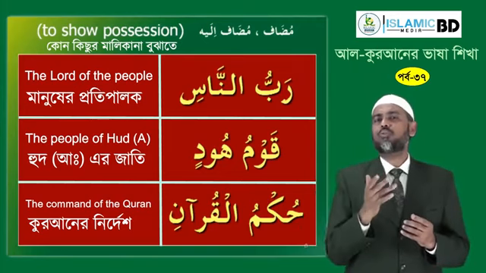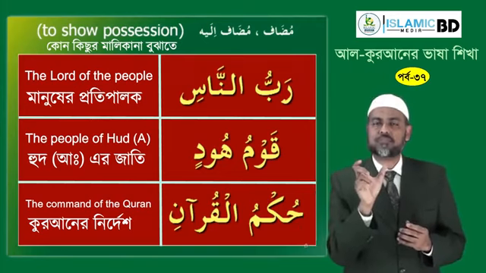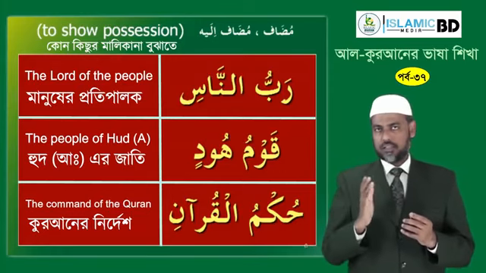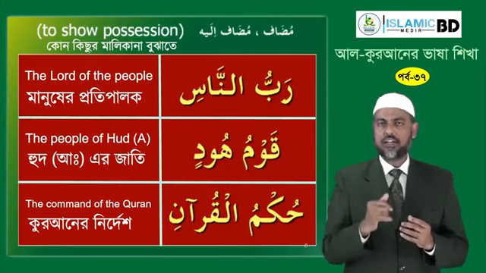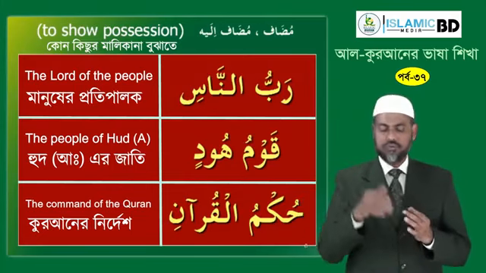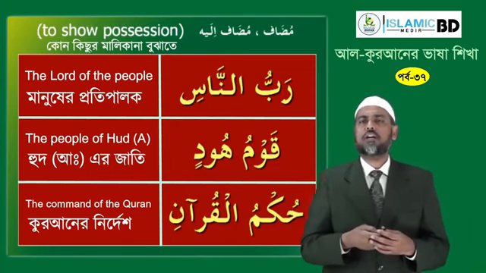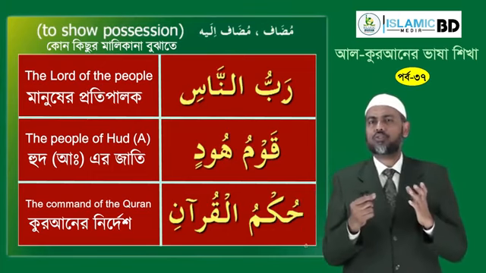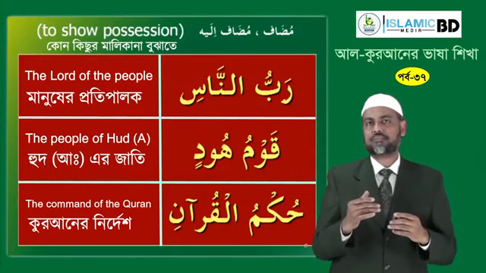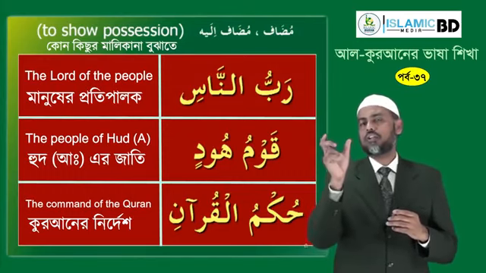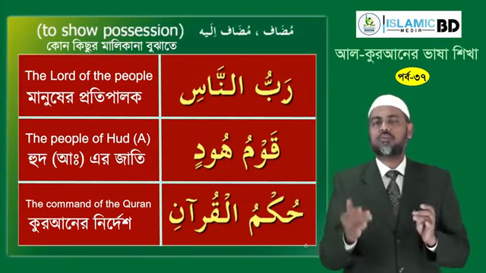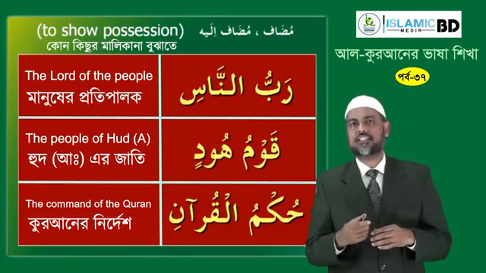See, you don't say Qawmul Hudi. Why? Because Hud itself is a specific name. So we say Qawmu Hudin, the people of Hud alayhi salam. Hukmul Qur'ani, the command of the Quran. So by studying these, I'm sure now you know how to show possession in Arabic. You put u on the first word and e on the second word. This is a simple rule. We can know the details later on.